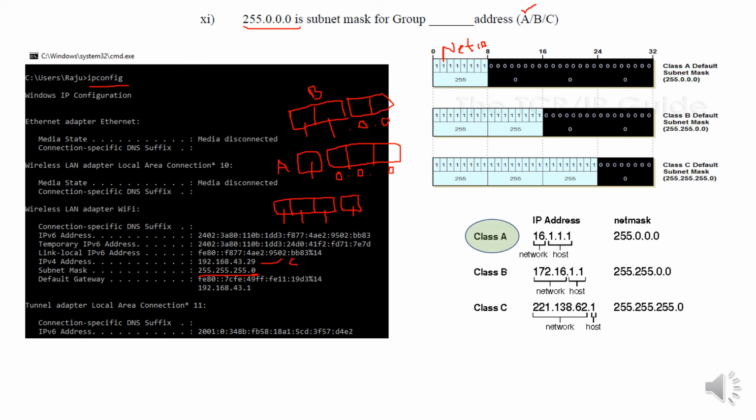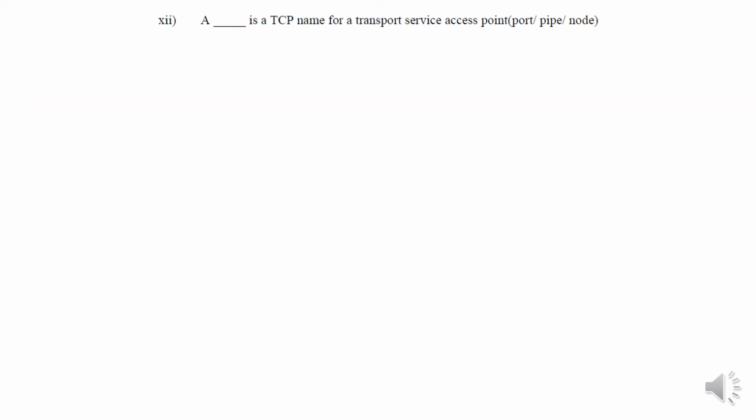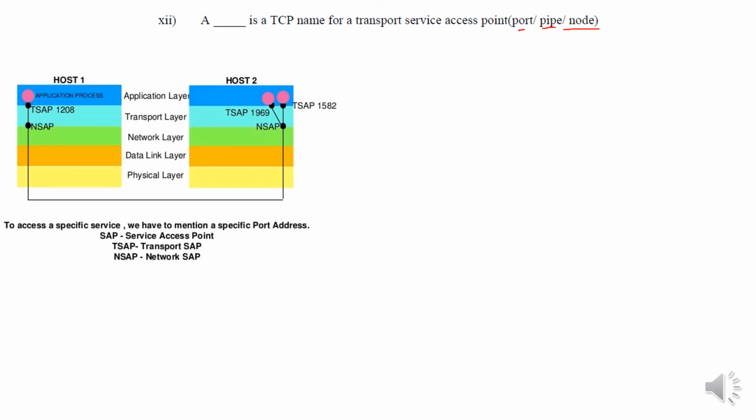So going to next question. A dash is a TCP name for a transport service access point. So transport service access point is called port or pipe or node. So let's see. This is transport service, application layer, transport layer, all this we know.